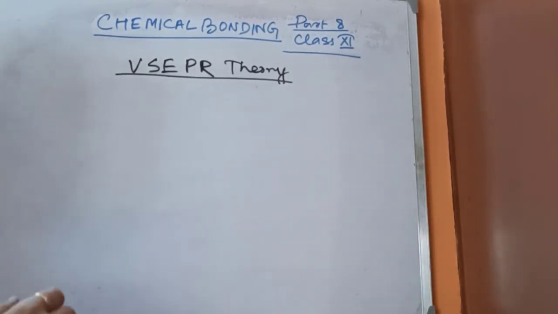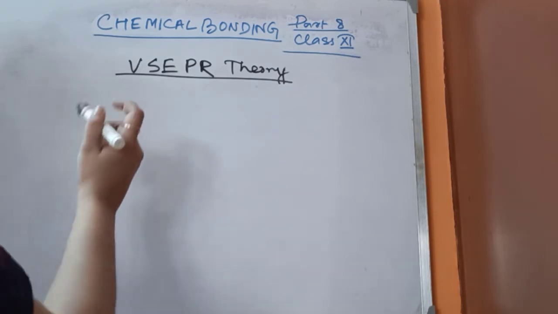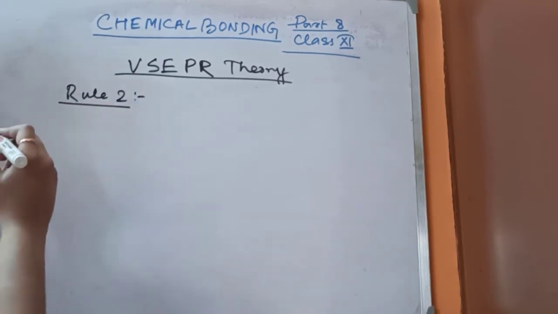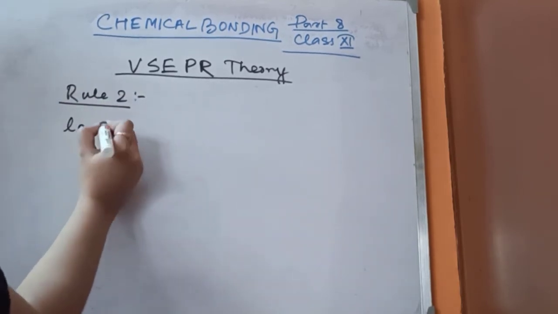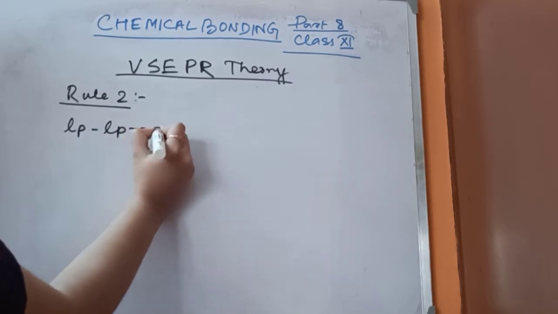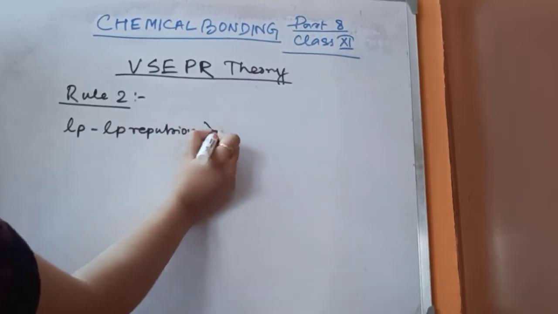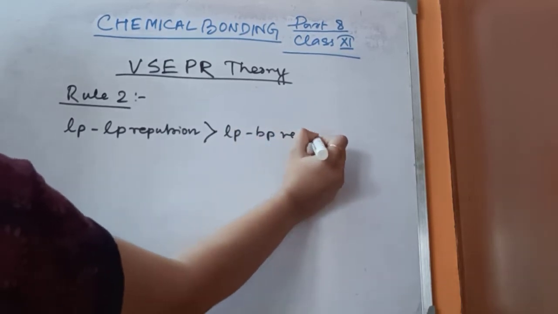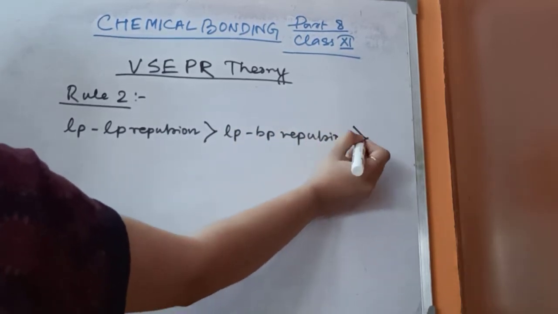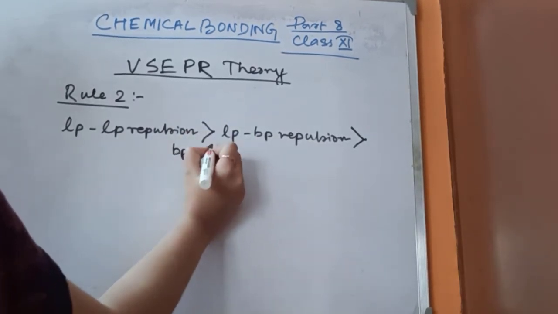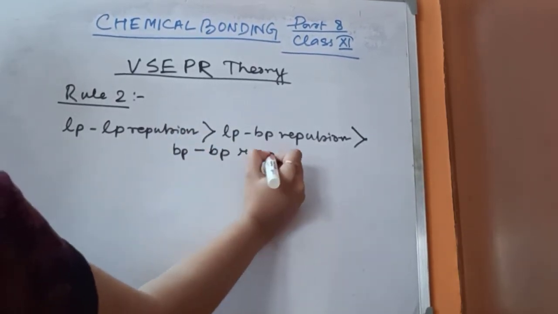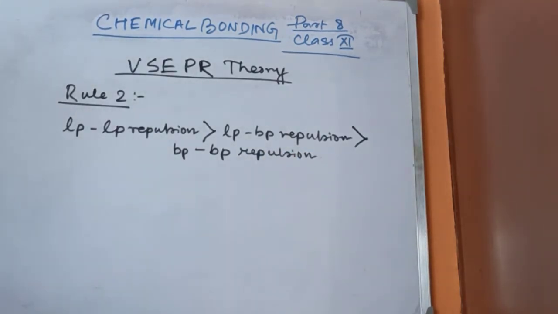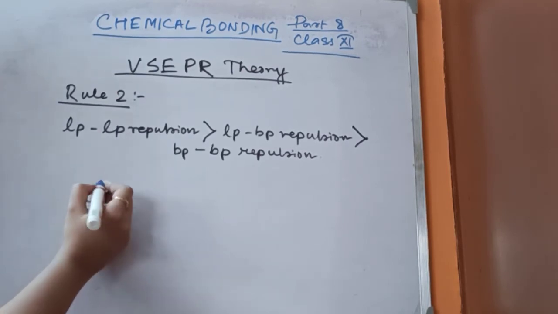Rule 2 states that lone pair repulsion is greater than lone pair bond pair repulsion, which in turn is greater than bond pair repulsion. For this reason, we will again draw the 3 molecule structures.